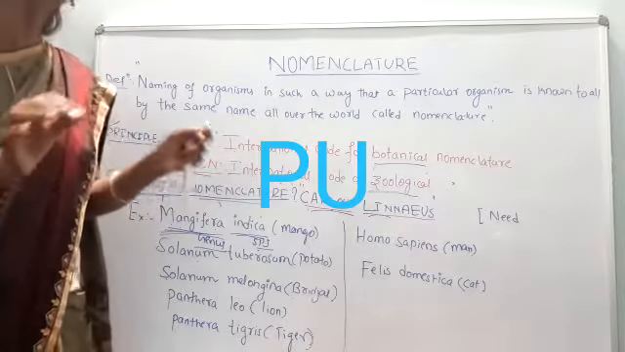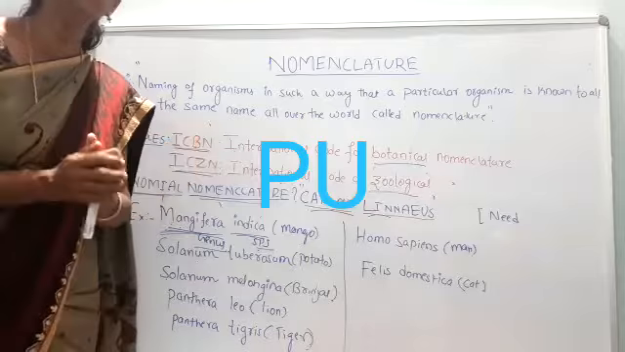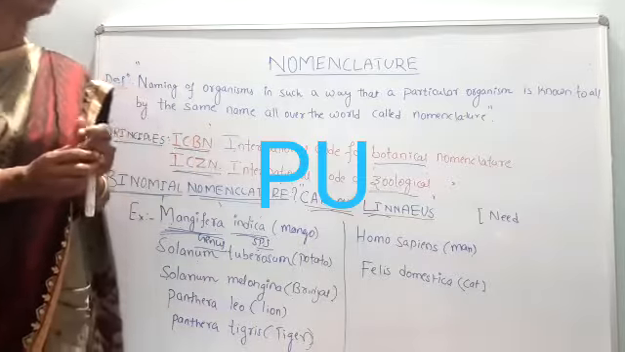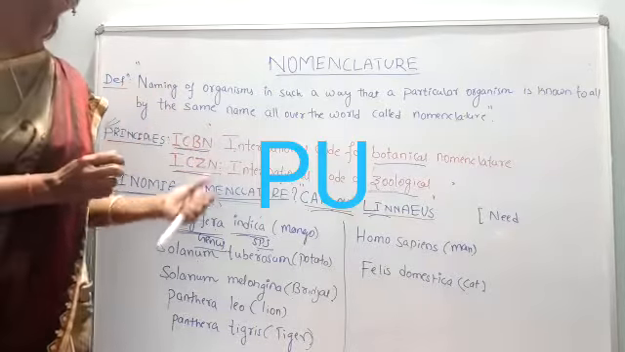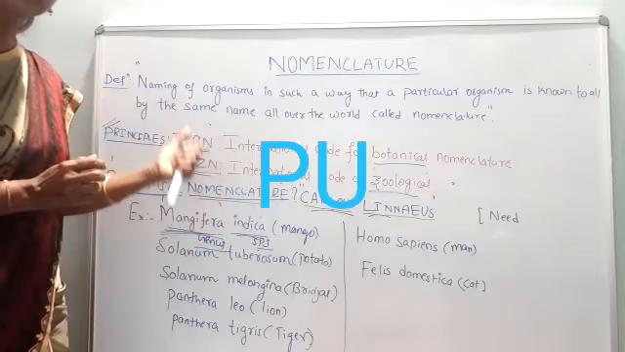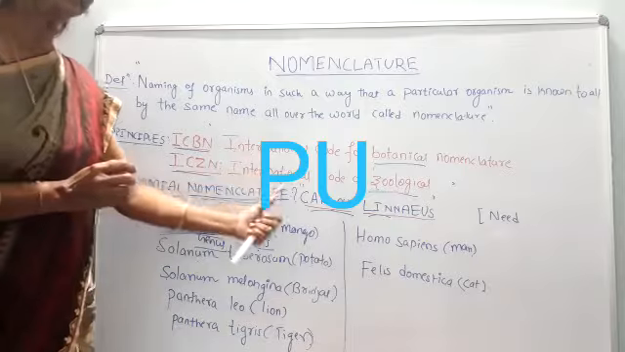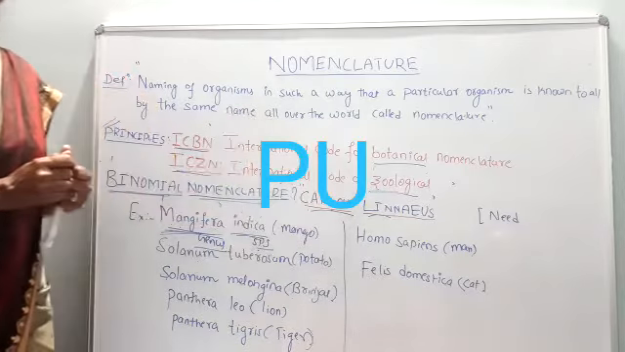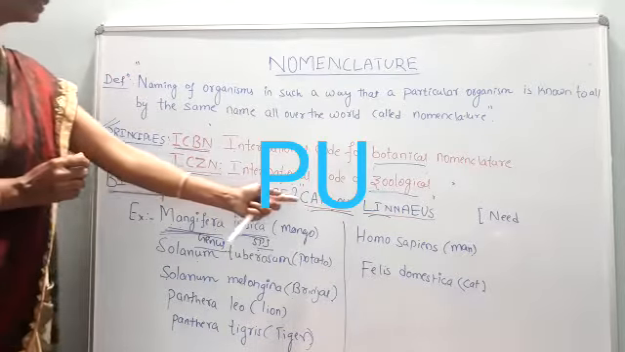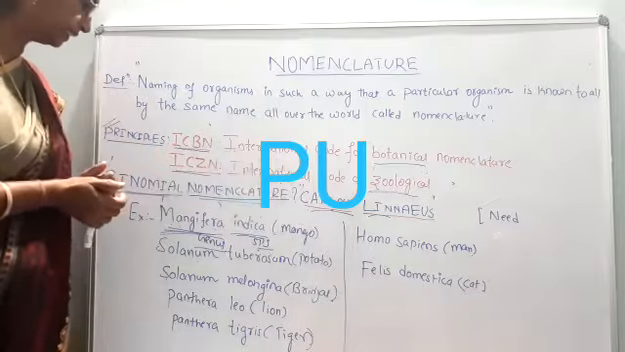Now the definition is very clear to you. Binomial nomenclature is naming the organism by using a scientific method, by using two words. And this is the scientist's name; you have to remember the scientist's name.